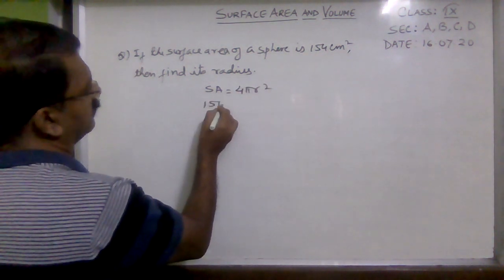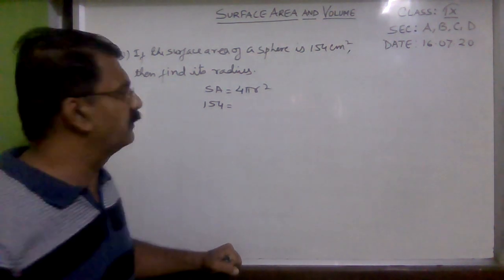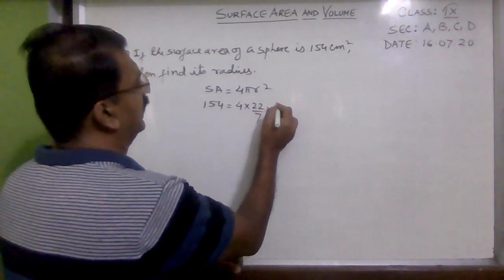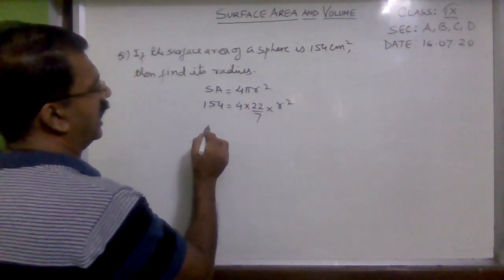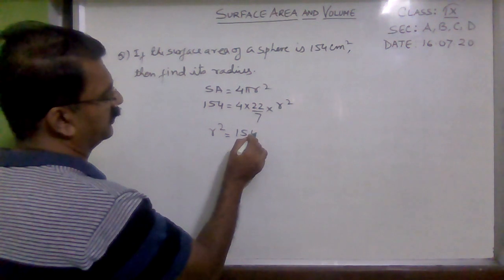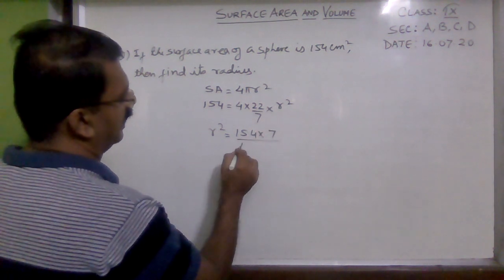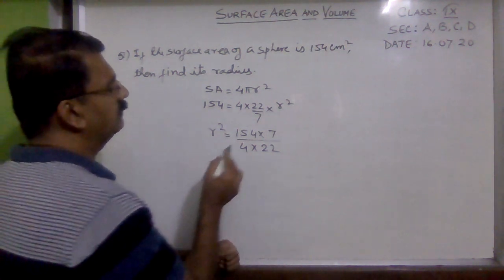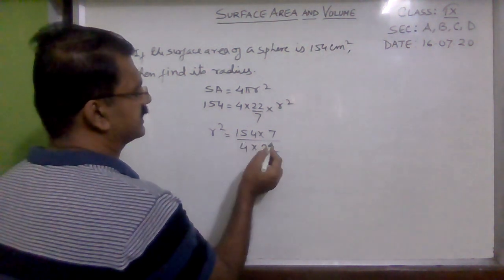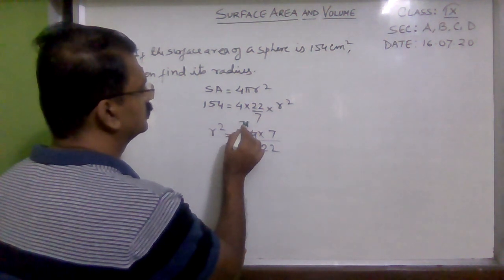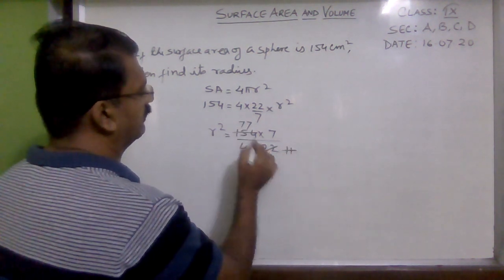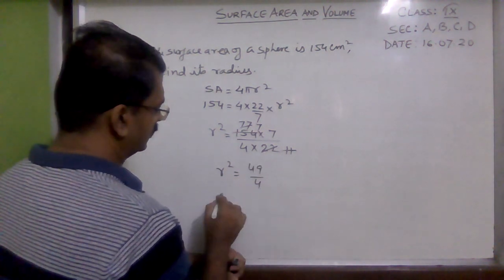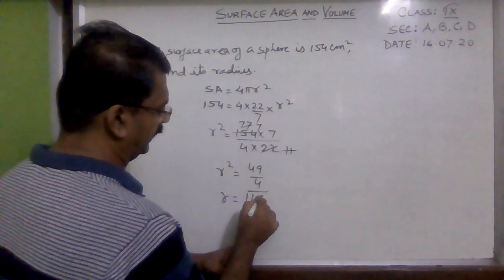So it is given that the surface area is 154. So 154 is equal to 4, pi is 22 by 7, and r we have to find. So r square is equal to 154 into 7 upon 4 into 22. Clear? First of all, you cancel it by 2, again by 11. So now in the numerator we have 49 by 4. So r will be equal to under root 49 by 4.